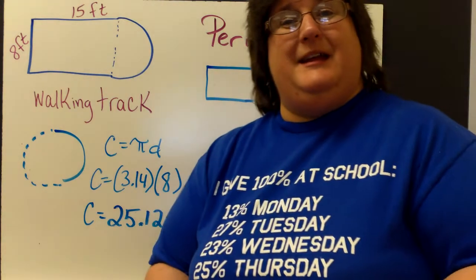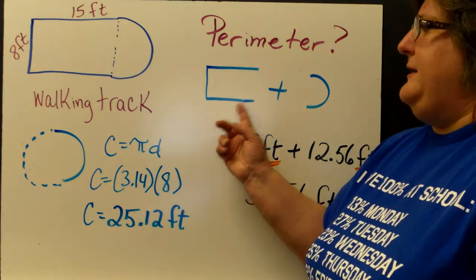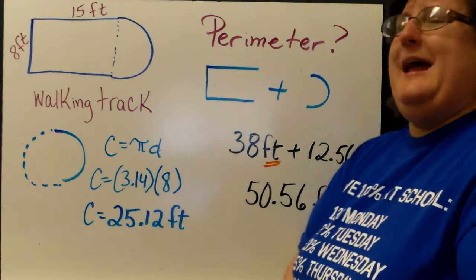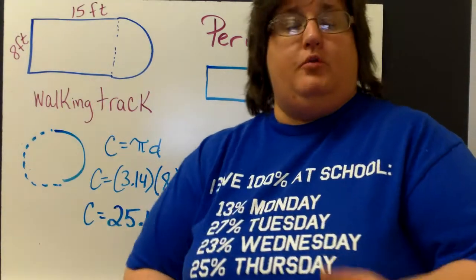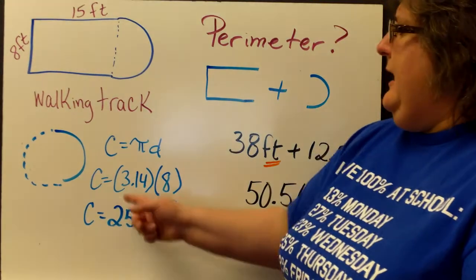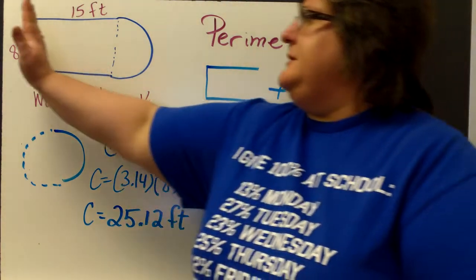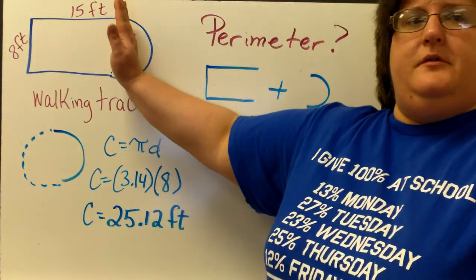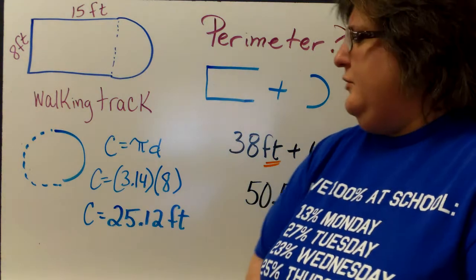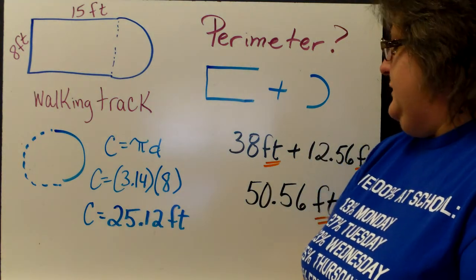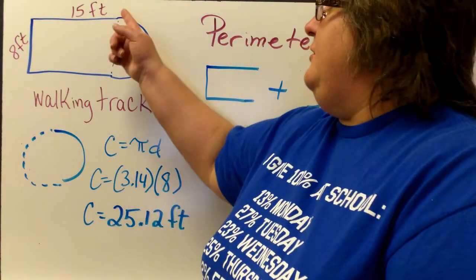You can break it down into shapes that you do recognize. The fact that you have sort of a rectangle, three sides of a rectangle, and then a half circle. So circumference of the whole circle would be pi times the diameter. And the diameter is 8 feet because it sort of gets moved right over. So the circumference of the whole entire circle, if we had one, would be 25.12 feet.